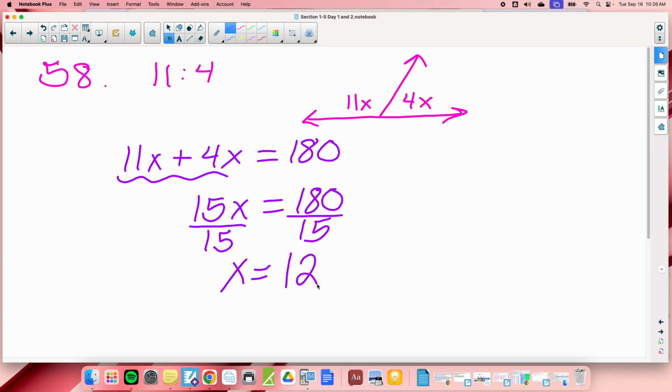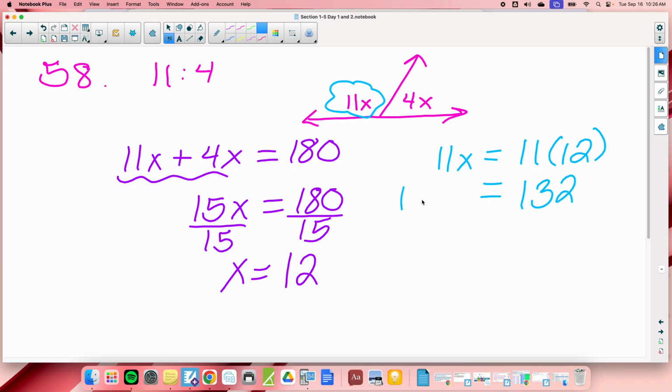And what did they ask for? What is the measure of the larger angle? Do you guys agree 11x would be my larger one? So 11x would be 11 times 12, which would be, I think, 132. So that would be my answer.